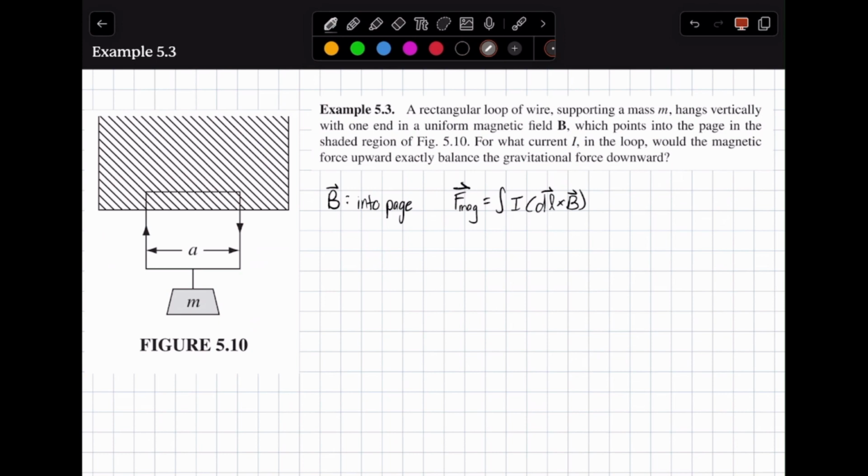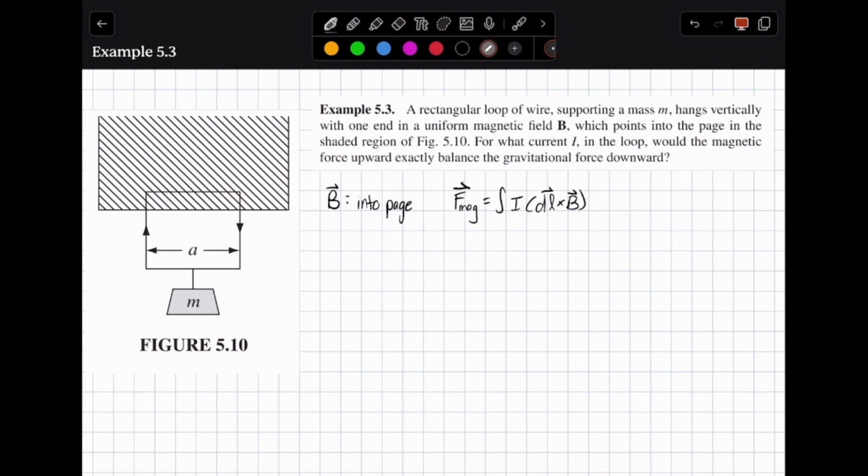In this video, I'll be solving example 5.3. I'm going to pause to read. Essentially, we have this hanging mass M that is being supported by the uniform magnetic field and the current, which produces some magnetic force upwards. And we have the gravitational force downwards, and we want to find at what current in the loop the magnetic force would exactly balance the gravitational force downwards.